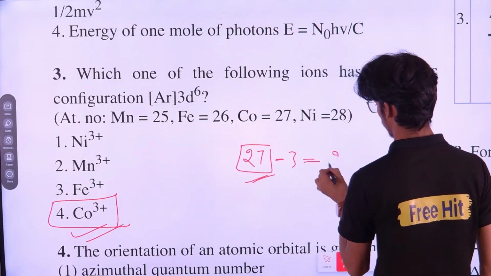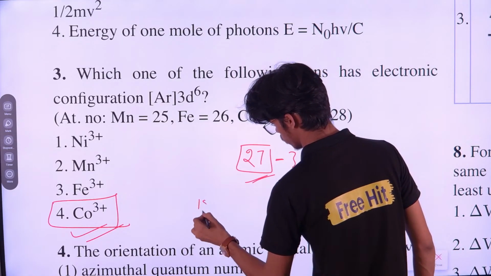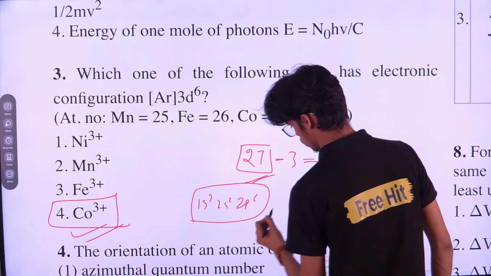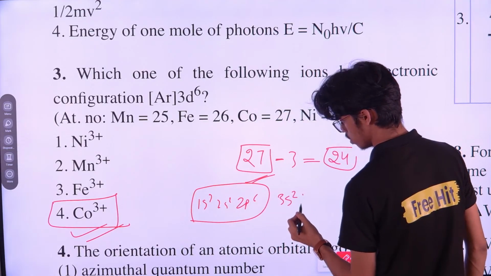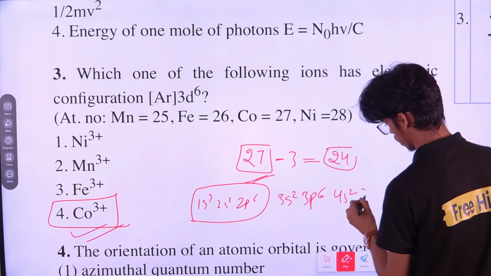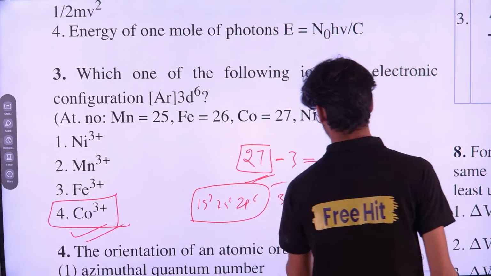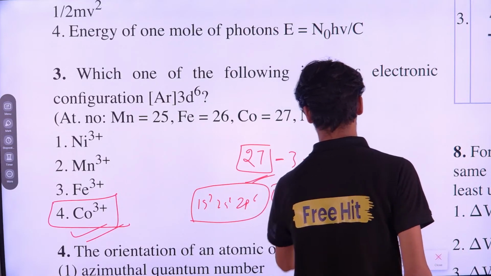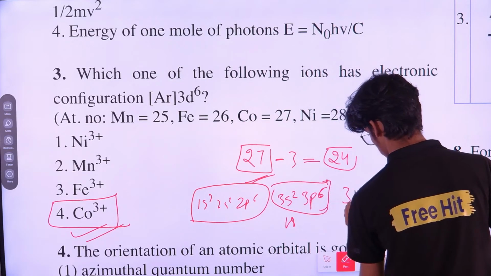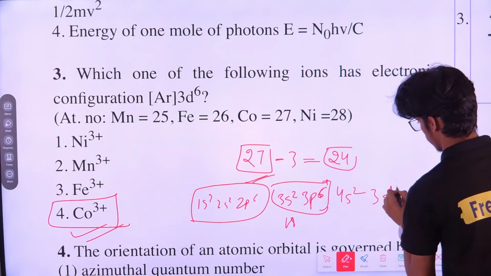Now 1s2, 2s2, 2p6, 3s2, 3p6, 4s2, 3d10. Okay, now if you could see, till this point 18 electrons are filled, till 3p6. And 4s2 is there and 3d10 is there, right?